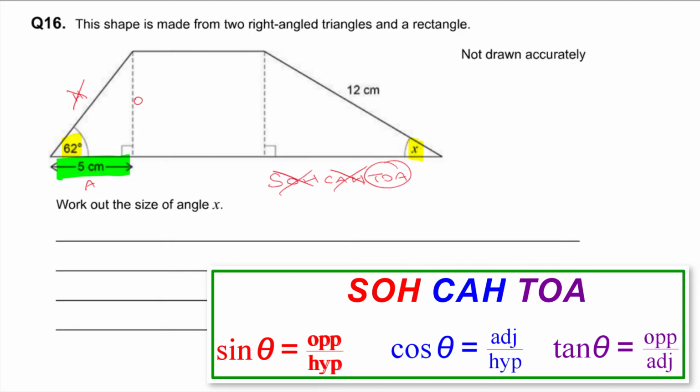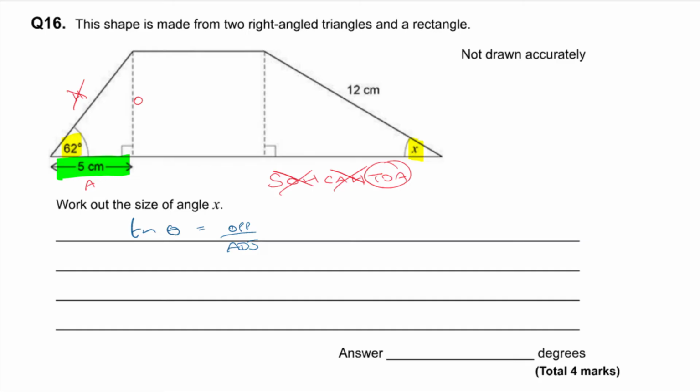So let's write out the tangent. tan theta is equal to opposite over adjacent. Subbing in what I know, tan 62 is equal to our opposite. Let's call it H because it's the height of the shape, isn't it? I like that better. So H divided by the adjacent, which is 5. Rearranging that, H is going to be 5 tan 62, isn't it? So H equals 5 tan 62.